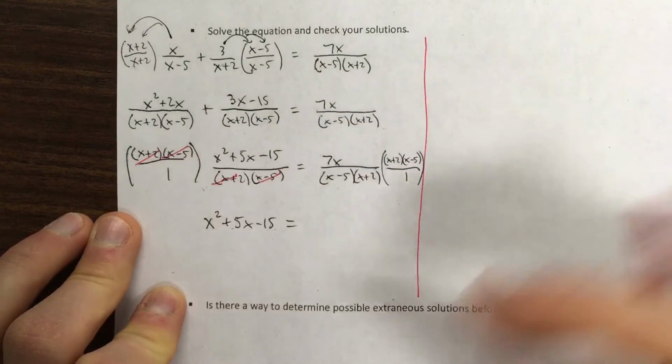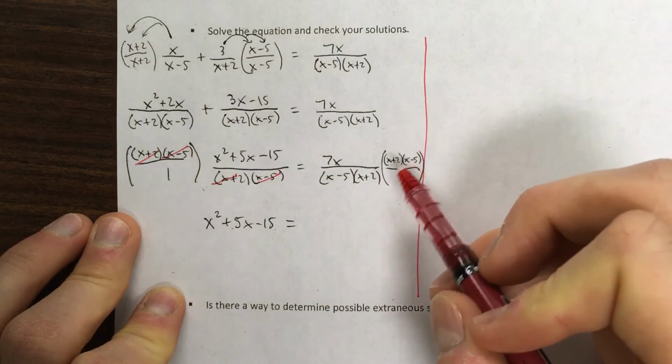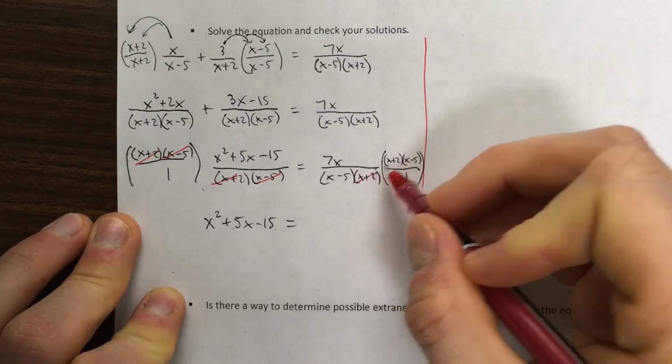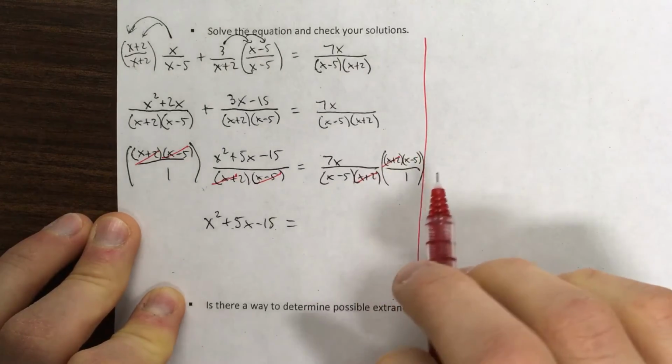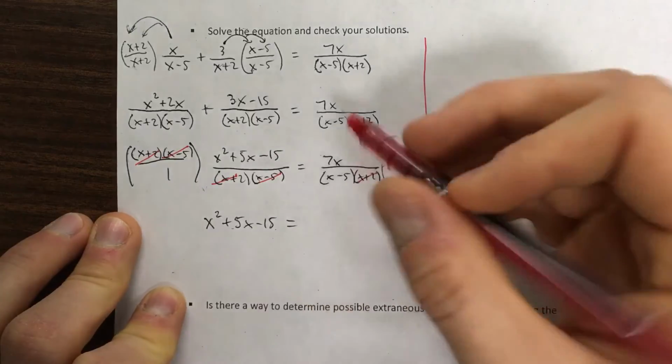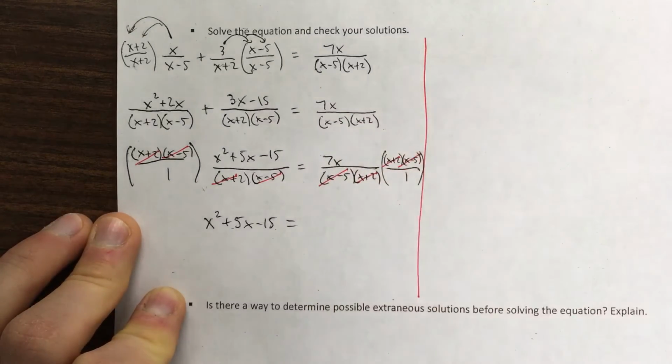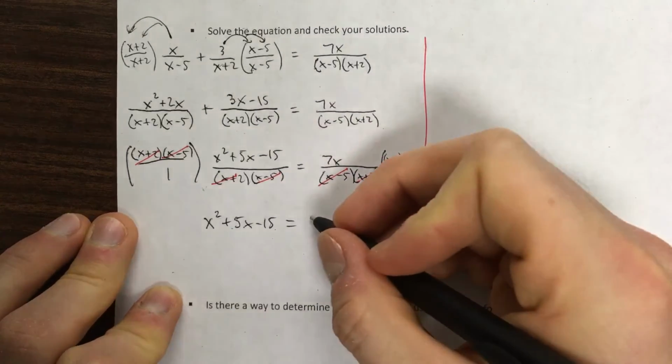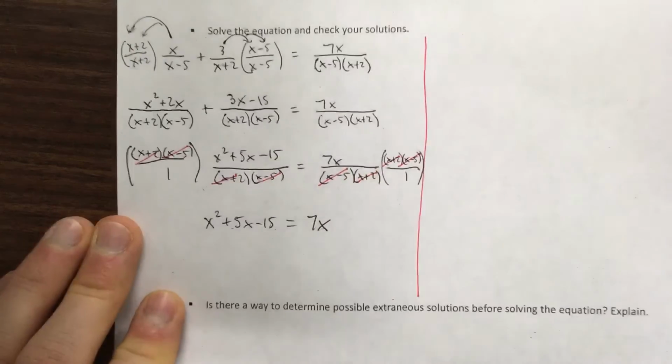On the right-hand side, similar thing. We have an x plus 2 and x plus 2, so these would divide out. X minus 5, same thing there. So on the right-hand side, now we just have 7x.